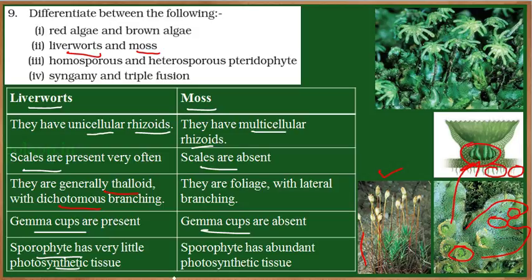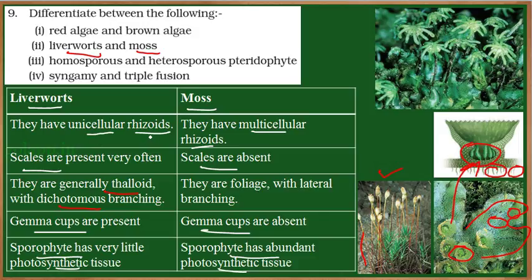In the liverworts, this is a gametophyte stage. Here the gametophyte stage is dominant and it is greenish in color, whereas the sporophyte has very little photosynthetic tissue, whereas in moss, the sporophyte has abundant photosynthetic tissue. So these are the differences between a liverwort and moss.